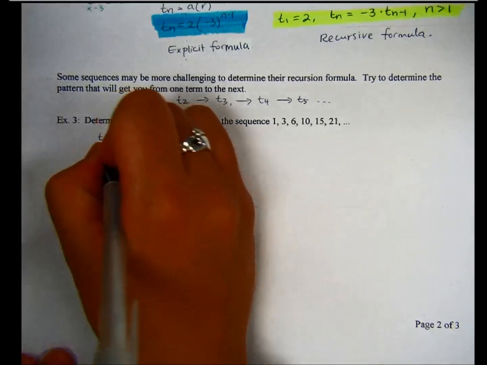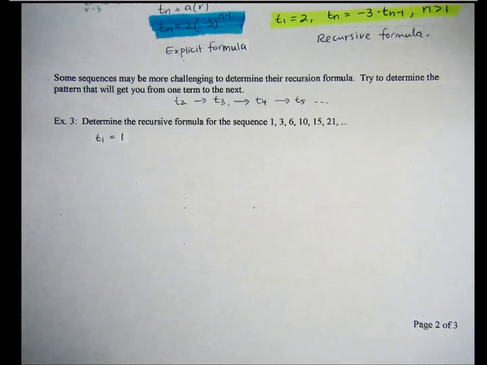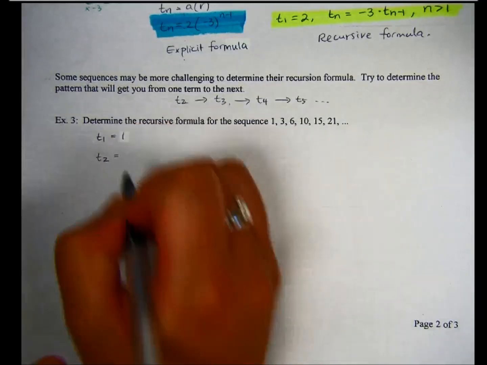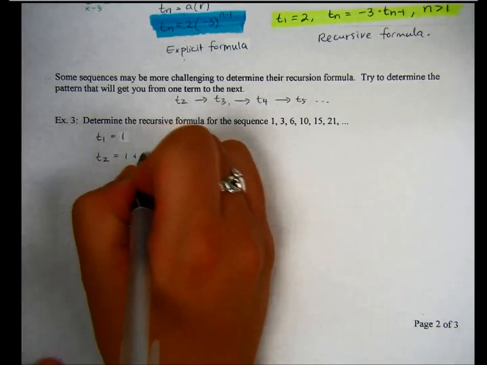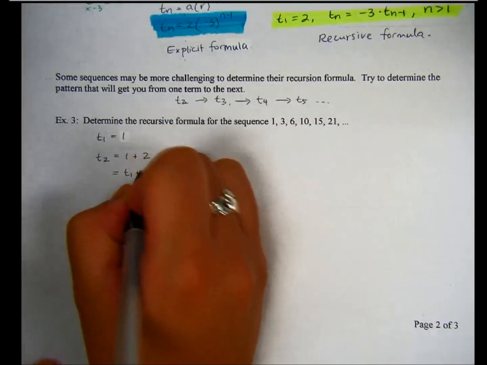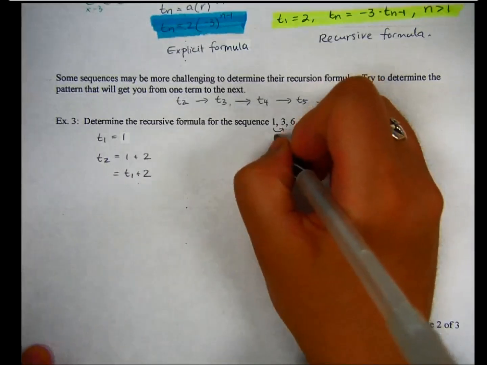What I'd like to do is write out the terms like so. So T1 is equal to 3. Nope, sorry, T1 is equal to 1. Hold on. Thank goodness for whiteout. All right, and now the second term is equal to 1 plus 2, meaning the first term plus 2. You can see that right there, plus 2.